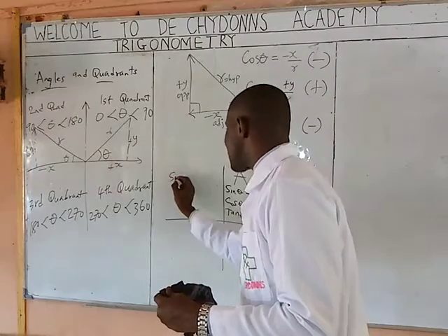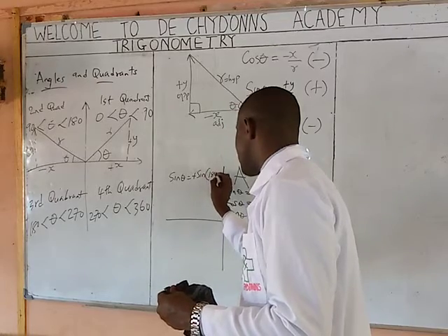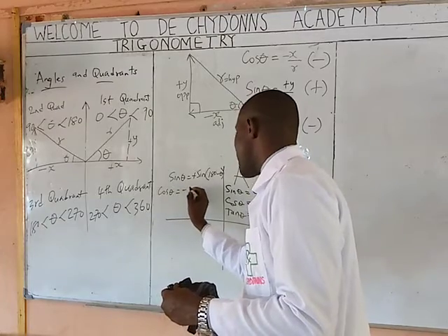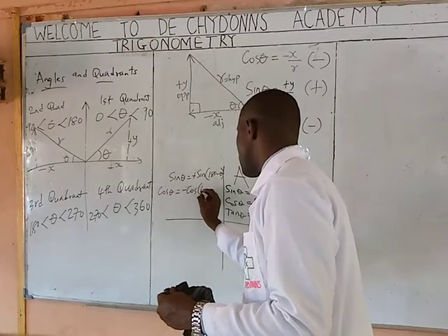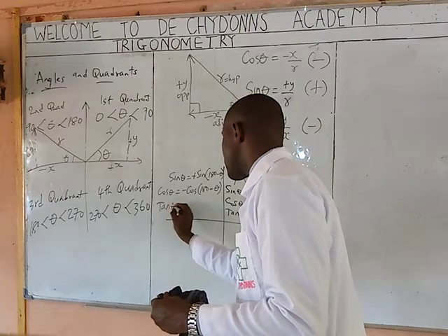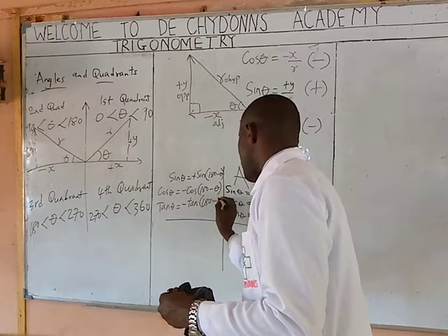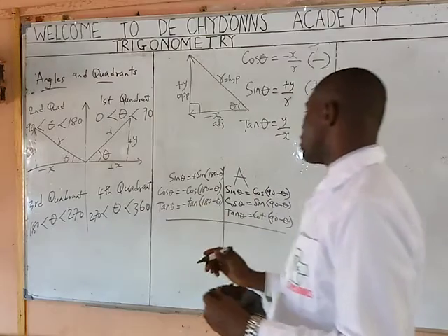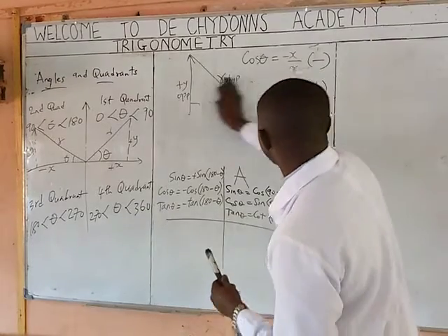You say sin theta equals plus sin (180 minus theta). Cos theta equals minus cos (180 minus theta), and tan theta equals minus tan (180 minus theta). Okay? Then we go to the third quadrant to see what happened at the third quadrant.